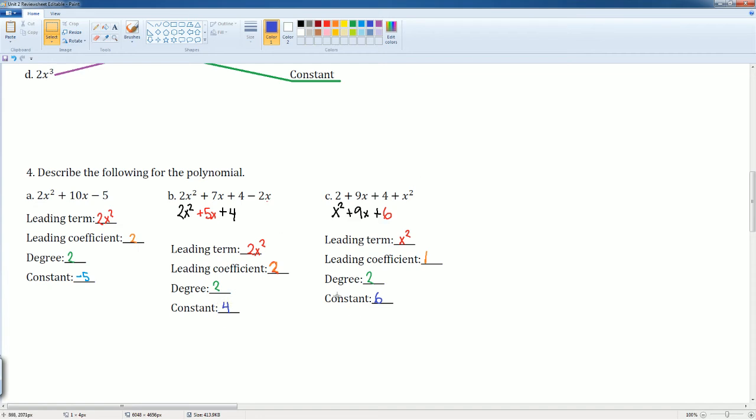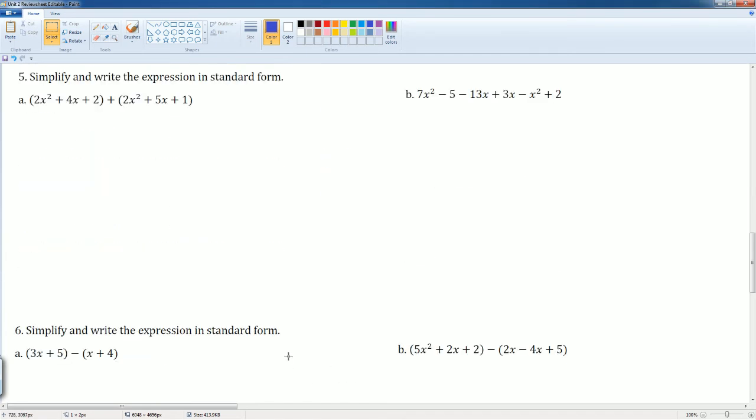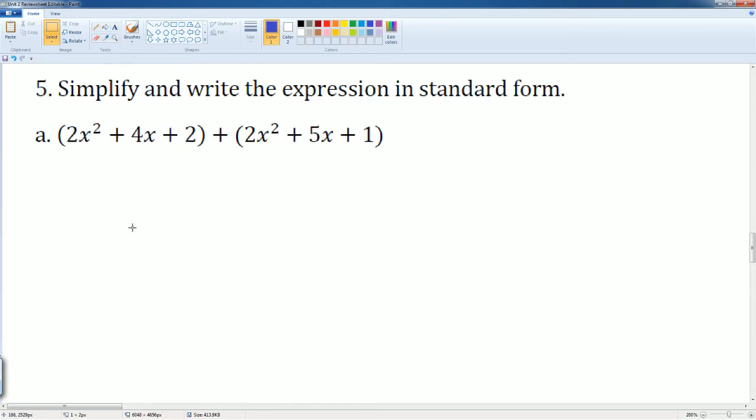Okay. Next, same thing with C. We notice that they all have a degree 2 here, right? And we have to make sure we put it in standard form. Good. Now we can do number 5, which is to simplify and write the expression in standard form.